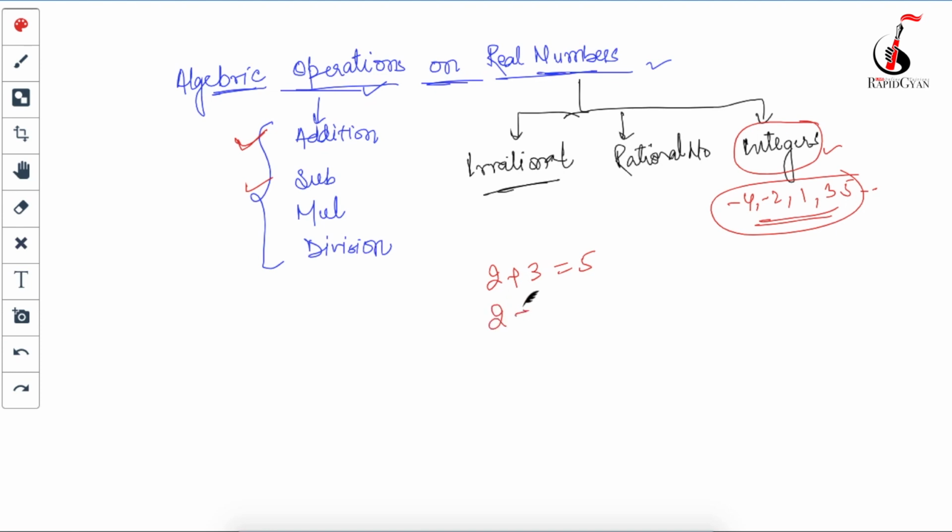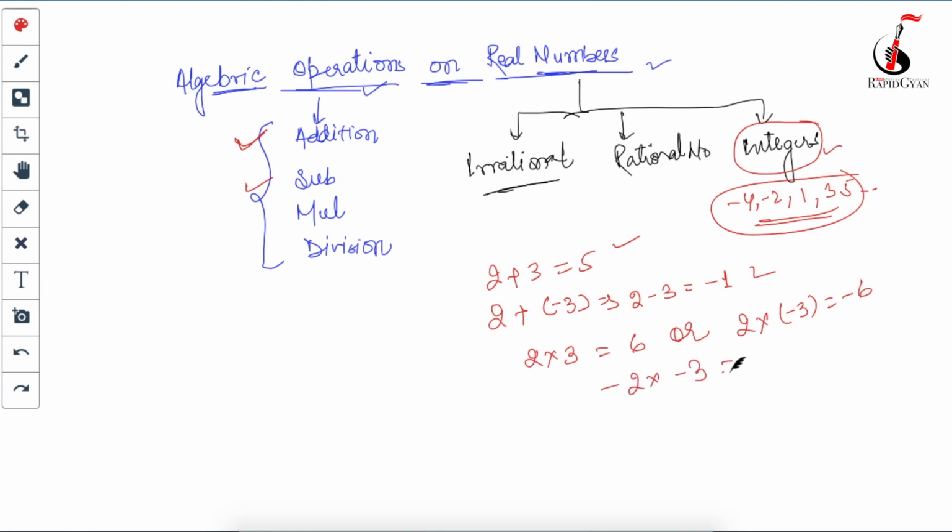Or if you have to add one positive number and one negative number, what will it become, beta? This becomes 2 minus 3, which is equal to -1, correct? So this is addition and subtraction. If you multiply 2 times 3, it will give you 6, or 2 times -3 gives -6. If you multiply two negative numbers, it will give you plus. These are all things you have already studied in your previous classes. For example, if you divide 6 by 2, you will get 3, correct beta? So we already know the operations on integers.